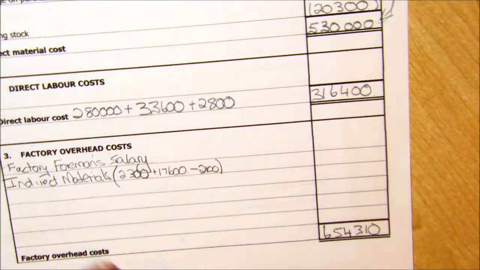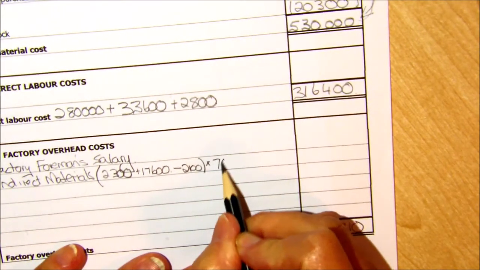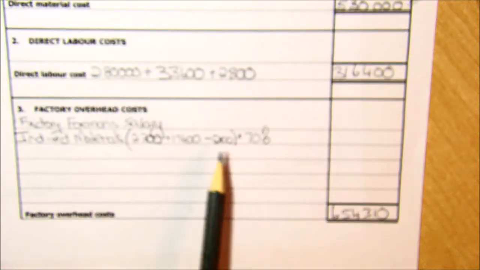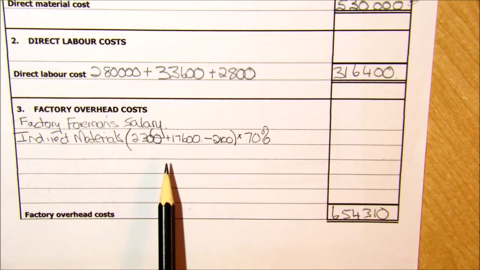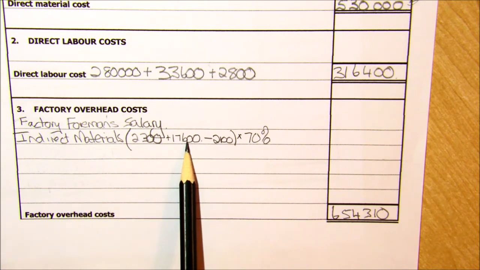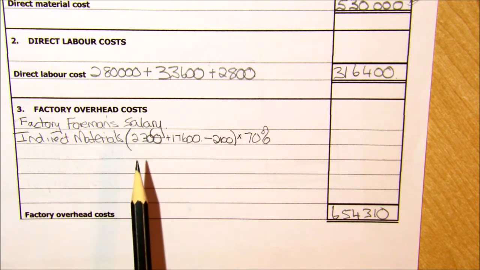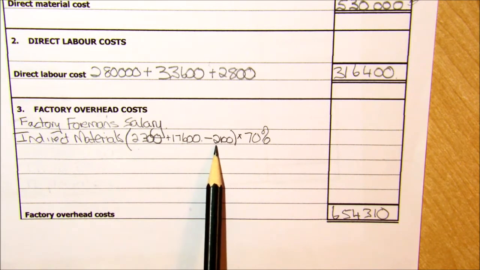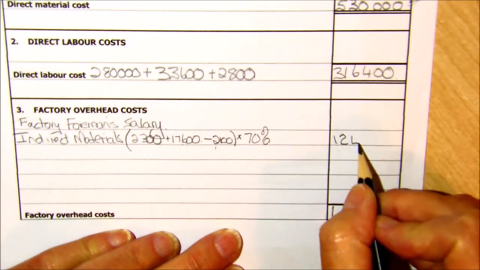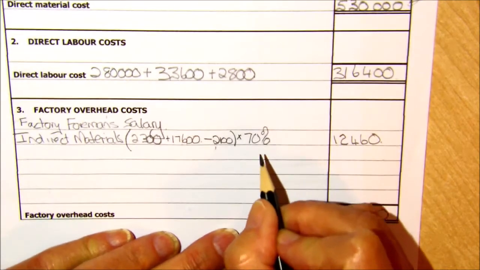So only 70% of this is actually used by the factory. Now, what's very important is that it's of the total indirect materials that we've used. The biggest mistake that is made is learners take the 17,600 that was bought and work out 70% of that. Now that's incorrect. It's 70% of the amount you've used. So you've got to calculate what the cost of the indirect materials or consumable stores was, and then work out 70% of that, which comes to 12,460. Now make a note of that if you did that wrong.